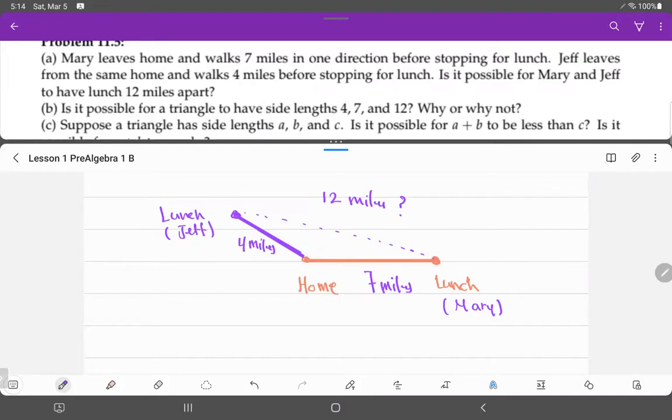Mary moves from home. After 7 miles, she stops for lunch. Jeff went for lunch. We don't know which direction, so I assume that he went this direction. After 4 miles, he stopped for lunch. Can the distance between Jeff and Mary be 12 miles apart? Is it possible for them? Why, Sarah?